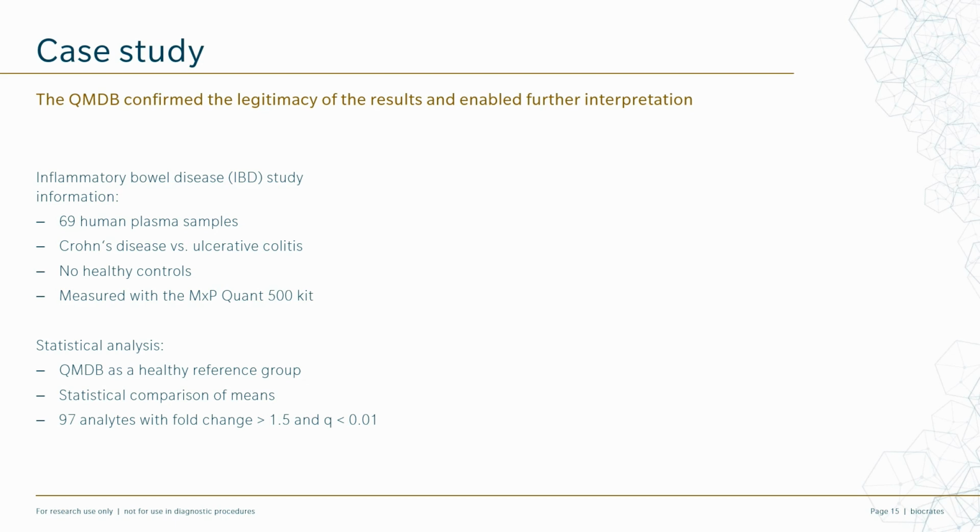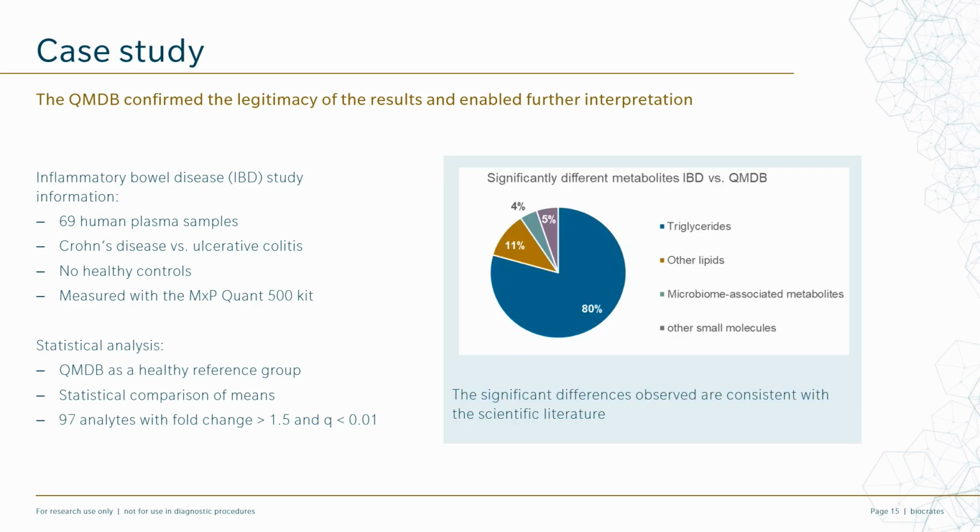This showed that 97 analytes differed significantly between the IBD dataset and the QMDB, defined by a fold change of at least 1.5 and a Q value below 0.01. The significant differences were observed in polyunsaturated fatty acids, triglycerides, and microbiome-related metabolite levels, which is consistent with the scientific literature on metabolomic changes occurring in inflammatory bowel disease. The QMDB thus fulfilled its purpose as healthy reference, confirming the legitimacy of the results obtained and enabling further interpretation.